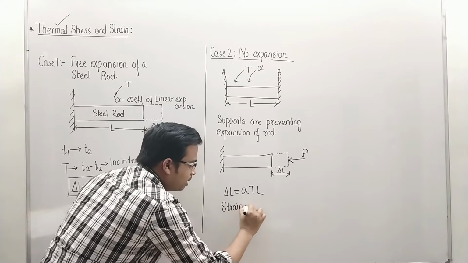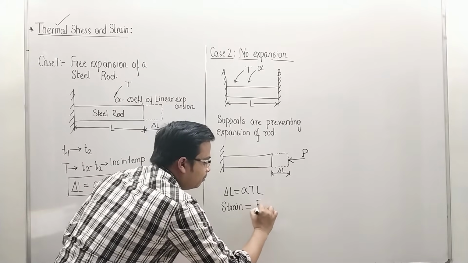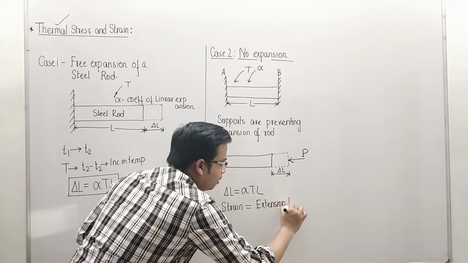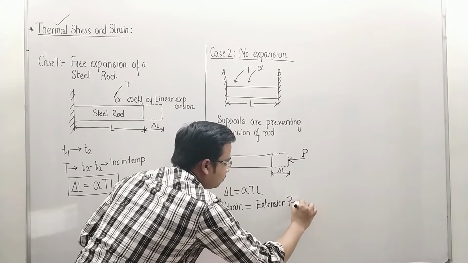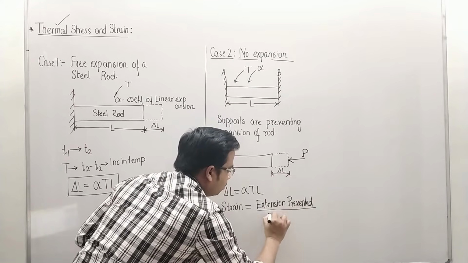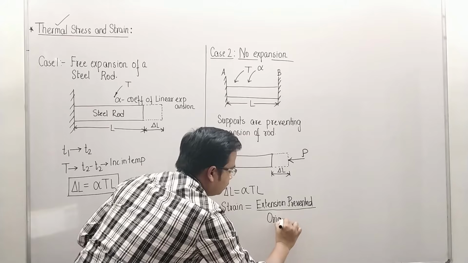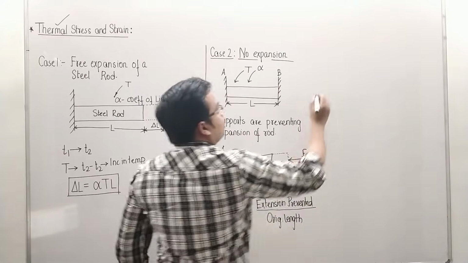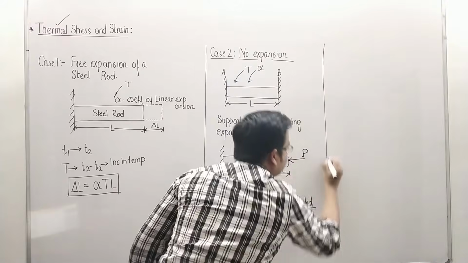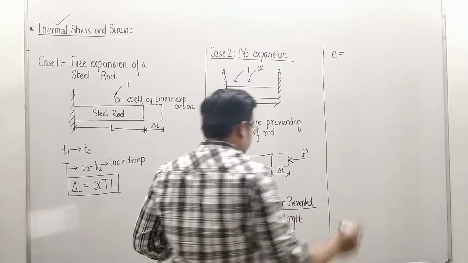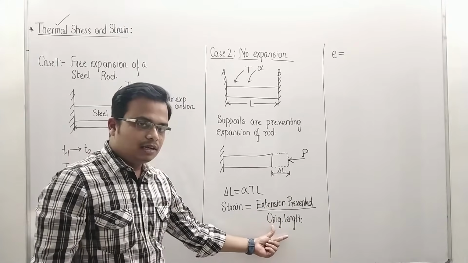Now if I were to ask you, can you get me the value of strain? So the strain in this case is going to be the extension prevented. Let me just write this: extension prevented divided by the original length. Extension prevented with respect to the original length. Now let's see how this works out. Here, strain in this particular case is the ratio of extension prevented with respect to the original length.